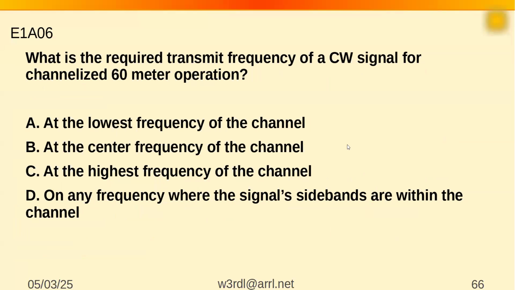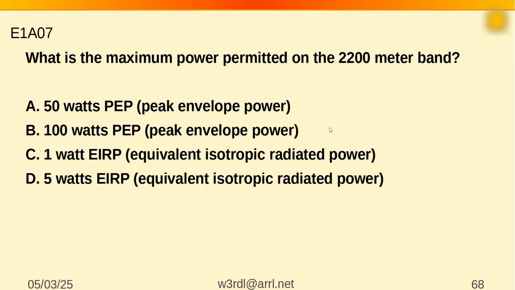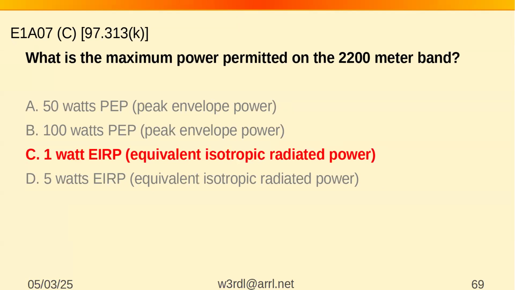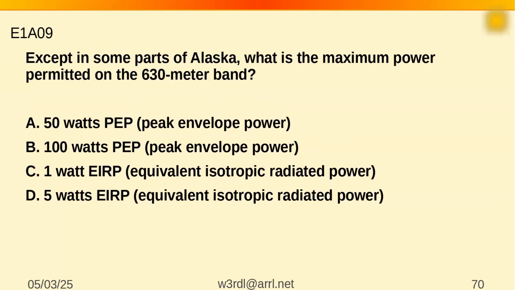What's the required transmit frequency of a CW signal for channelized 60-meter operation? What's the maximum power permitted on the 2200 meter band? Except in some parts of Alaska, what's the maximum power permitted on the 630 meter band?